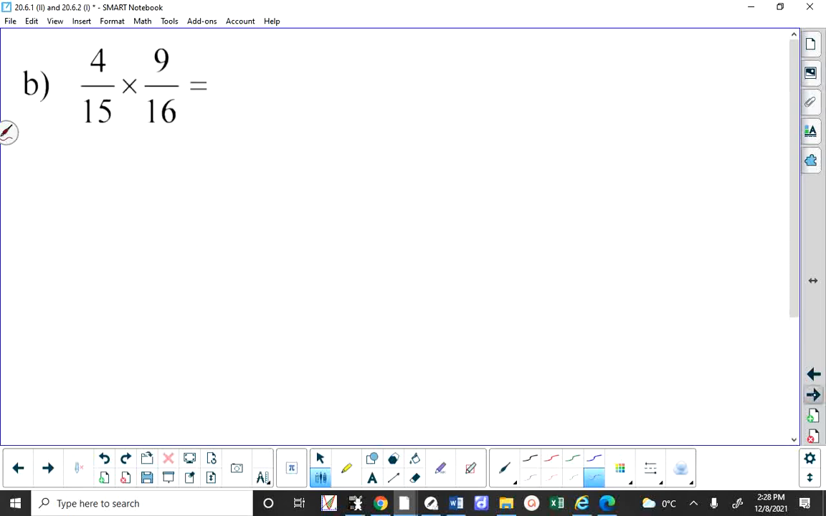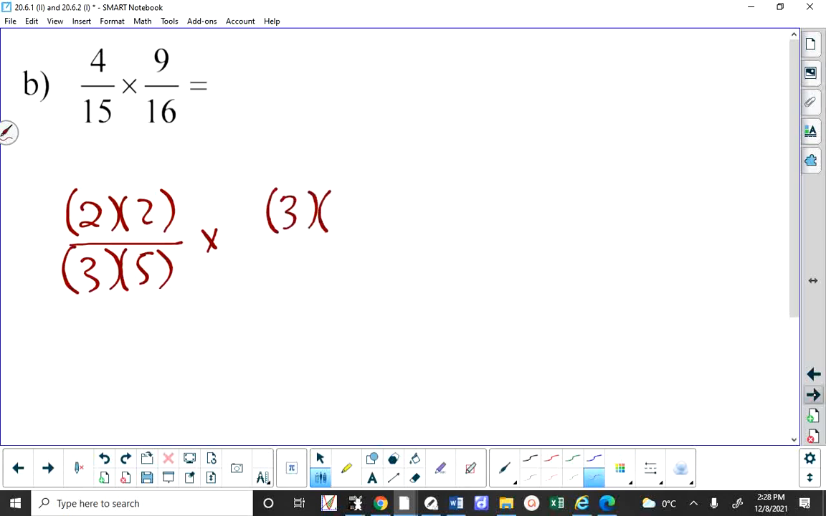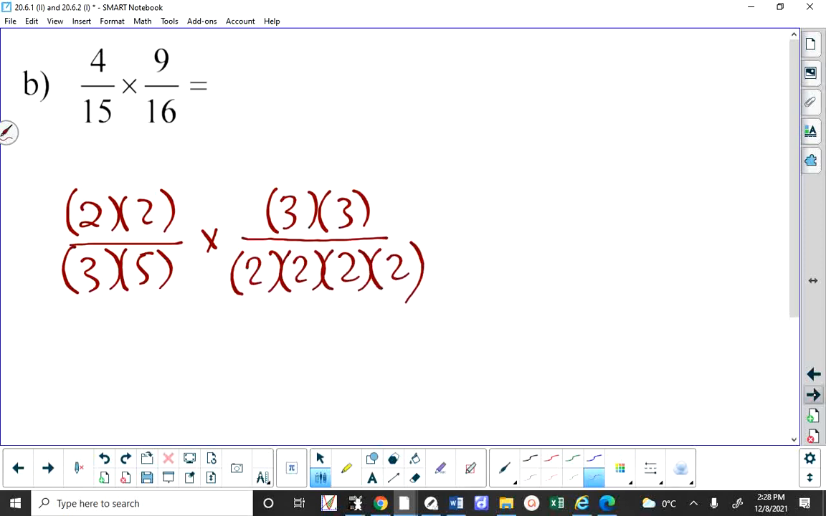Let's try one more quick one. This time what I'm going to do is the following: 2 times 2 over 3 times 5, times 3 times 3 over 2 times 2 times 2 times 2. Can everybody just confirm that I did that right? Do you see the difference between what I wrote here and how I did it the last time? I didn't put this as one big fraction. I left the times there.